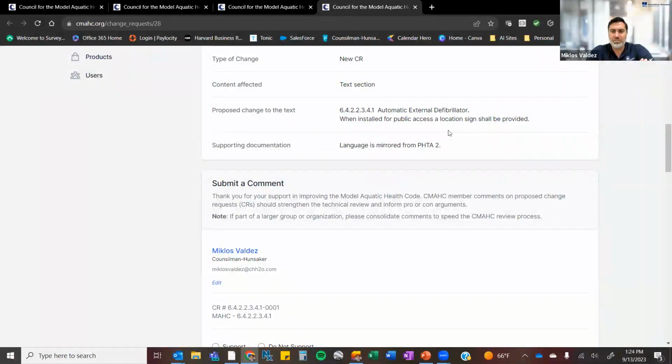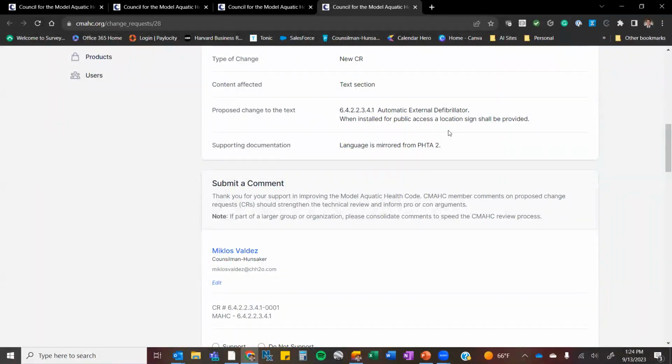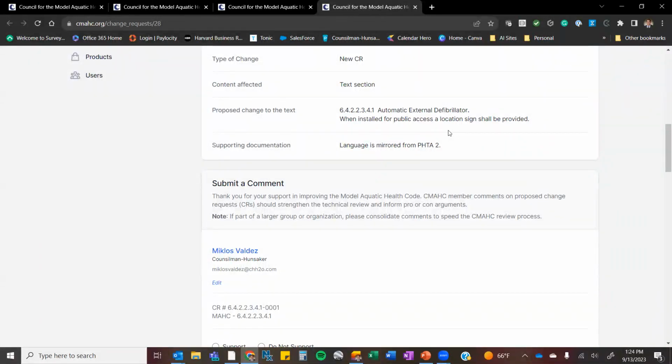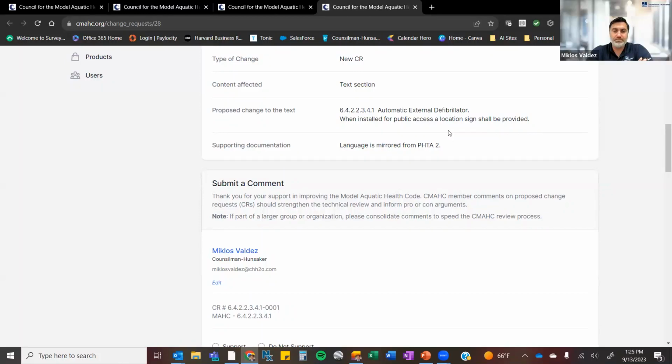Because I'm not familiar with the codes that it's referencing, should there be any more specifics as to what that location sign should include? Usually it's a little symbol with the words AED and an arrow pointing. Is that the location sign that we mean? I didn't know if it meant a map showing where it is in the facility. But usually the AED is about the size of a really small briefcase, mounted on the wall.